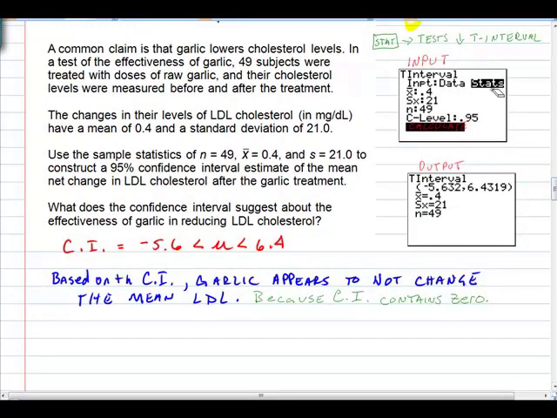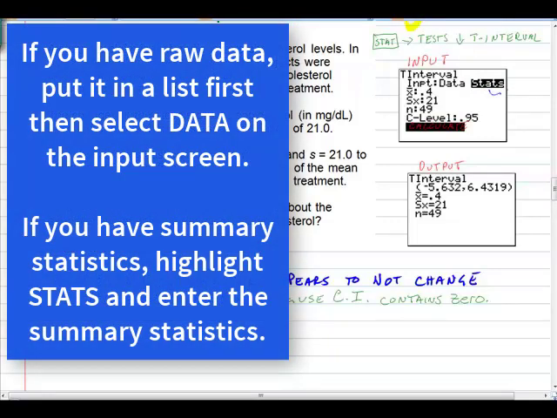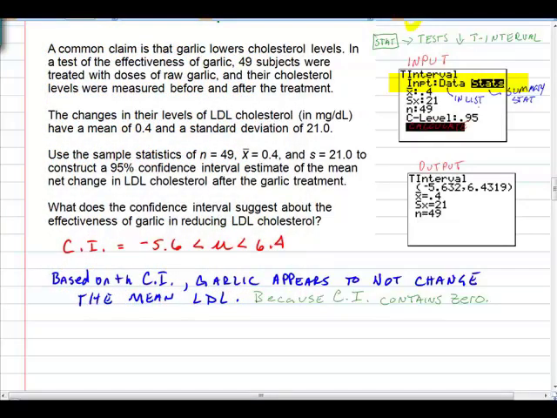On your input, you have a choice of either using the summary statistics. That's what this stat means right here. This is the summary statistics. And if you use data, you would actually have the data in a list. We were provided with the summary statistics, the mean and the standard deviation and the sample size. So that's why I highlighted stat there as opposed to data.